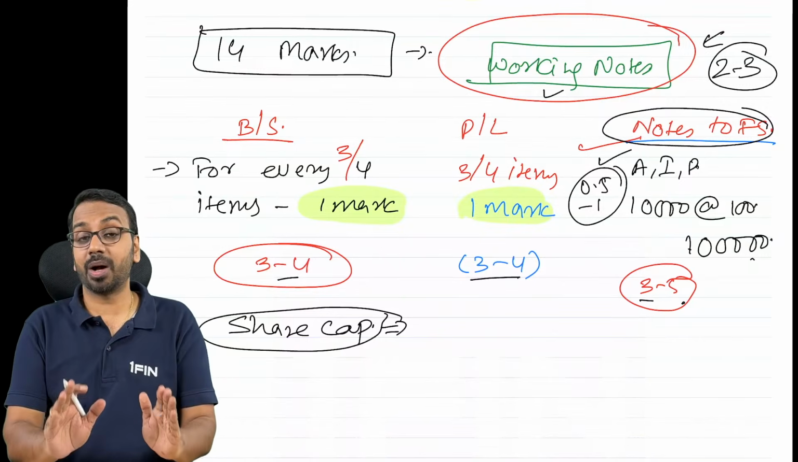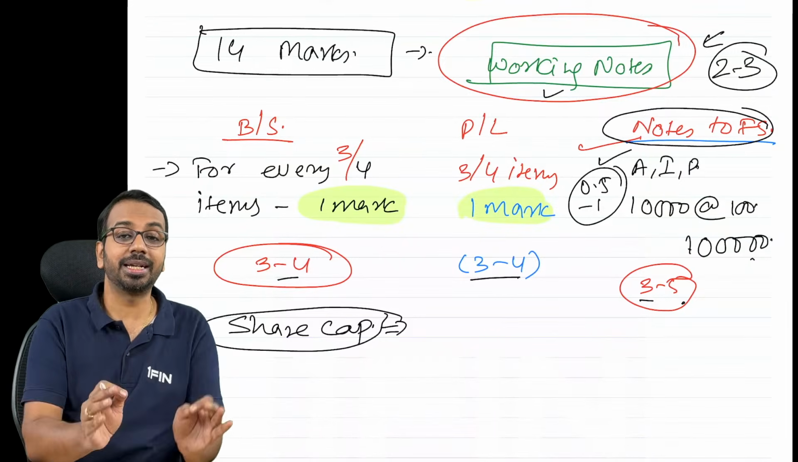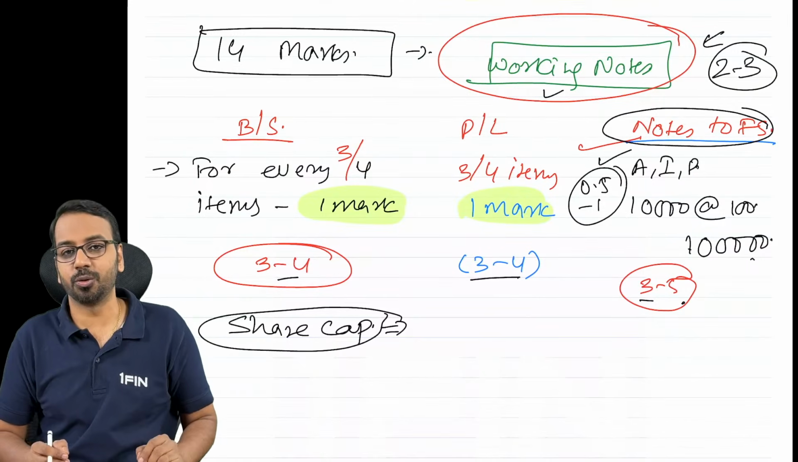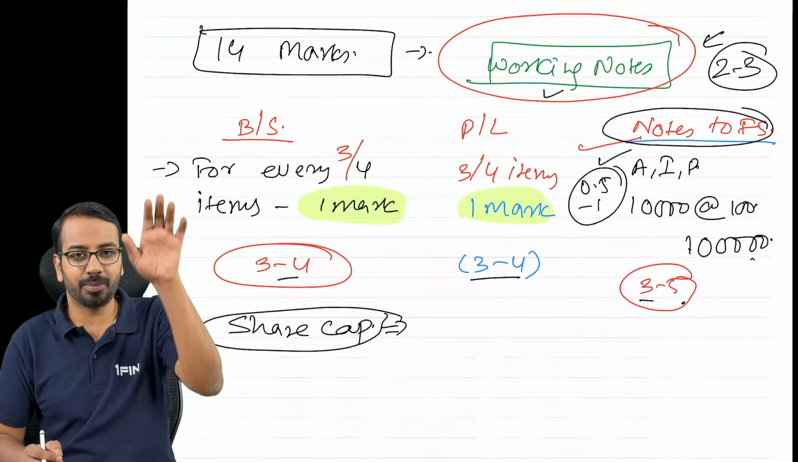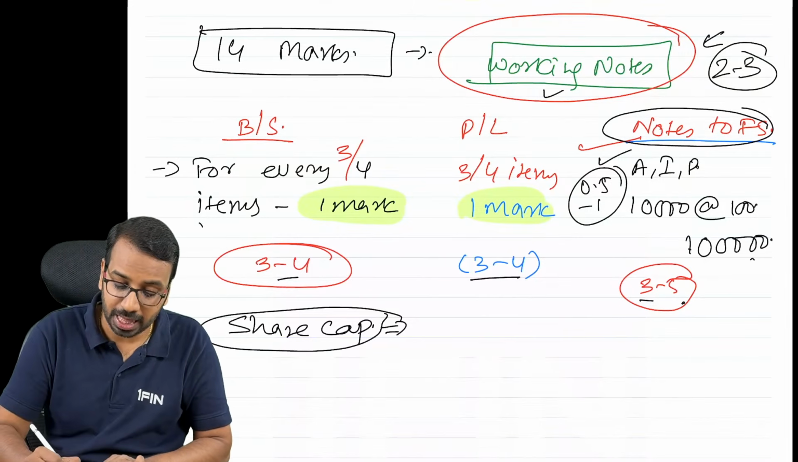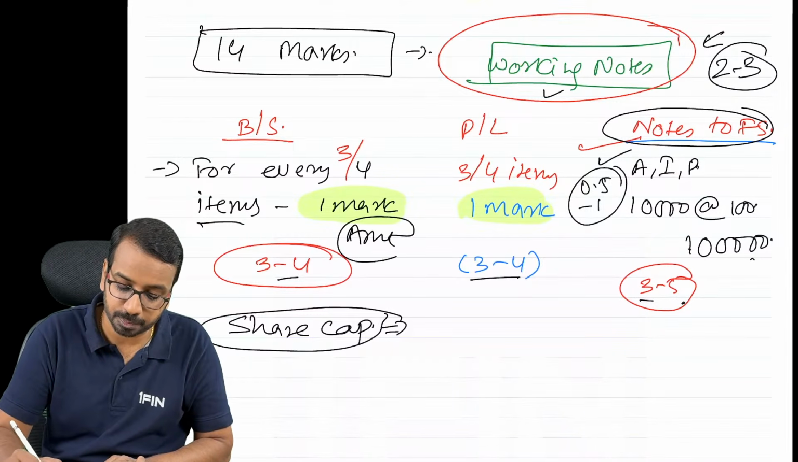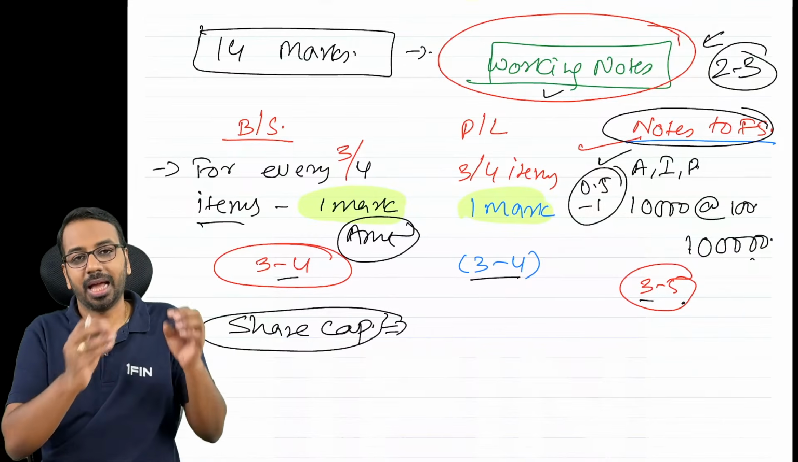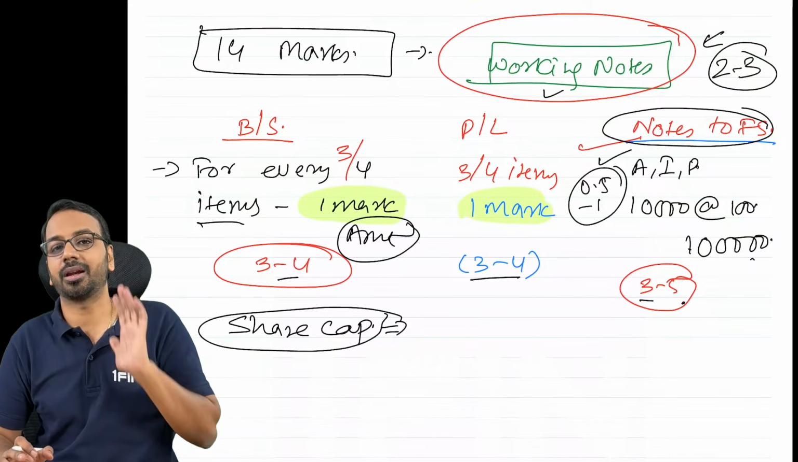You will not get marks for just presenting the format. A lot of students I see, they do this. They will write all the format, balance sheet and P&L. You will not get marks for that. You will get marks for items with their amounts. If your amounts are matching and if you have given the correct heads, that is done.